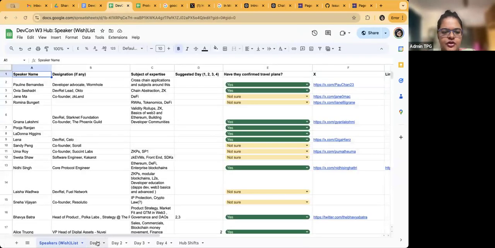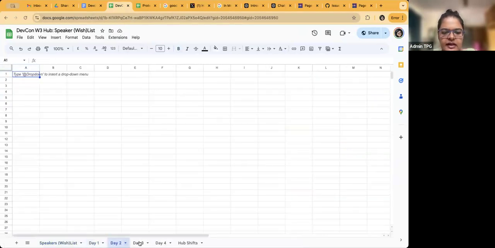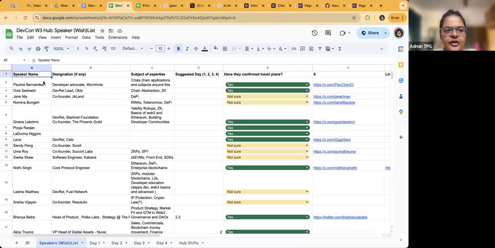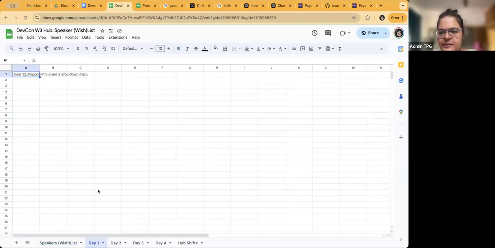But as a next step, we should ideally start populating this day 1, day 2, day 3, day 4. And we should have something like a similar format where the name of the speaker, what is their designation, or just for now, maybe roughly name of the speaker, what they will talk about, and what is their suggested timeline. And we can create a form for the speaker applications. So we will roll them out and we will share with the speaker so they can share their preferred time slots as well.